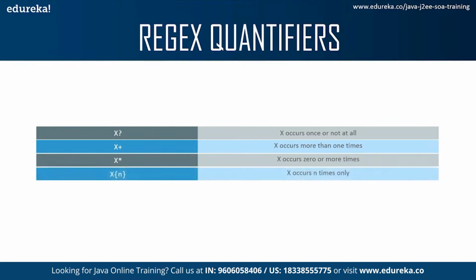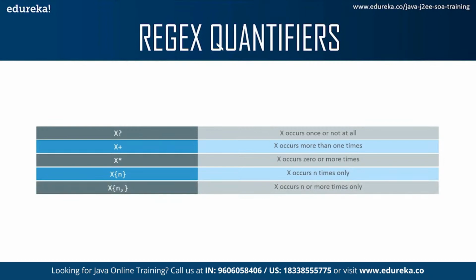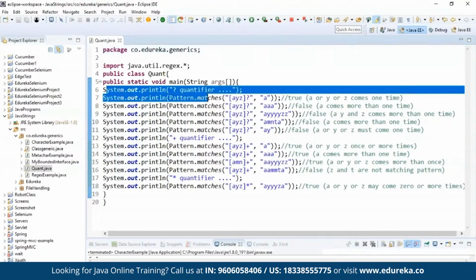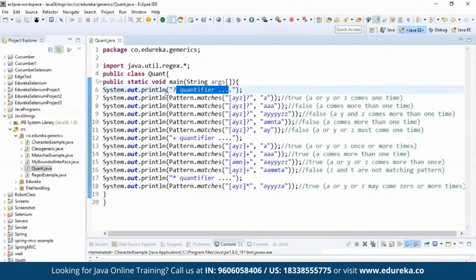And if you have x followed by n within curly braces, it implies x occurs n times only. If you have n with a comma, it implies x occurs n or more times. And if you have parameters like y comma z, it implies x occurs at least y times but less than z times. So these are the various regex quantifiers, and let's see how this works. Inside the main method, I'm simply printing quantifier, and now I will check whether the pattern matches or not.